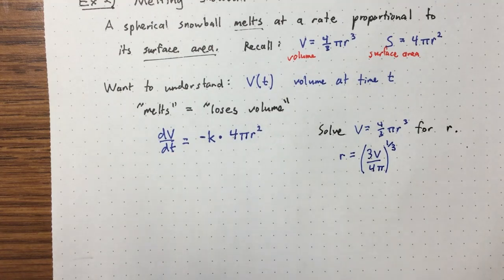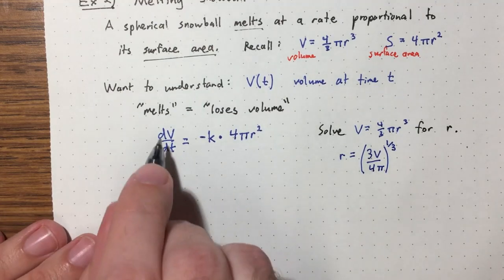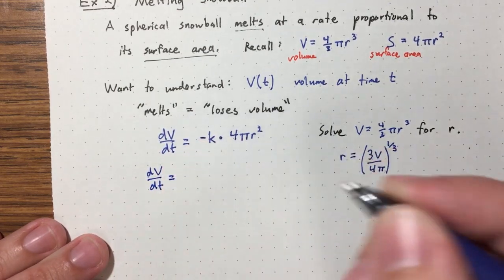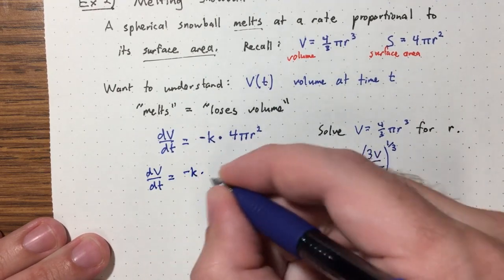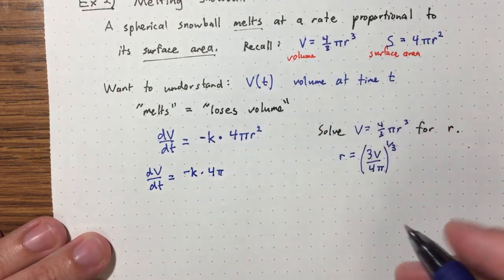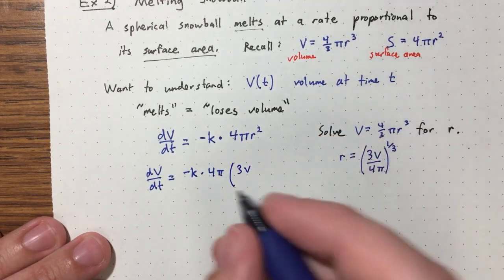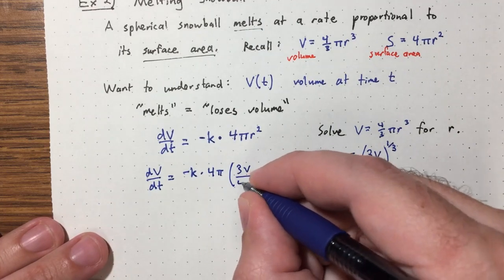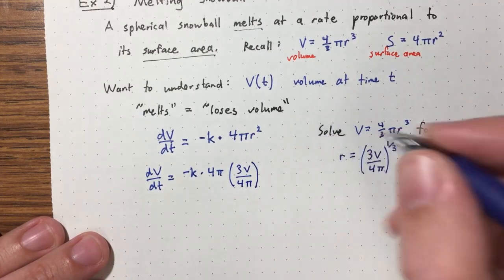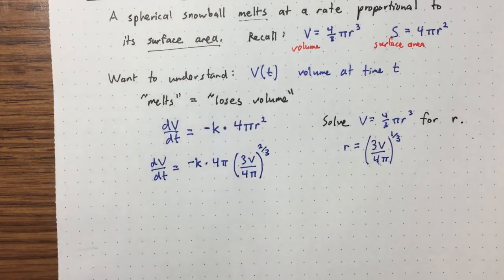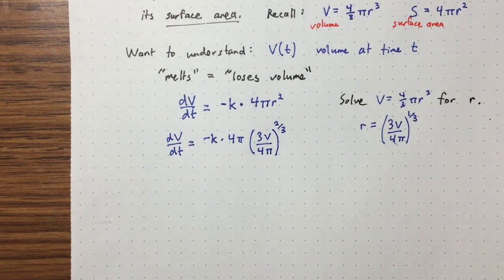Okay, so now we can finally write down a differential equation that just involves V. So we have dV dt equals negative k times 4 pi times r squared. Well, here's r right here. So we have 3V over 4 pi to the 1/3, but we're squaring it, so it'll be to the 2/3. Great, so that's our differential equation that we can solve for the volume V of t.